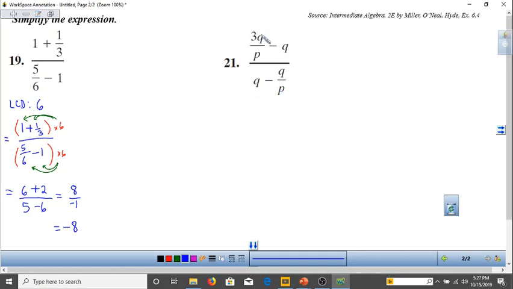The next example: 3q over p minus q, divided by q minus q over p. So as you can see here, the least common multiple of the denominators is p, because the only denominator we have in all the fractions, in the numerator part and the denominator part of the complex fraction, is p. So we're just going to multiply each part by p, and that will mean we'll distribute.